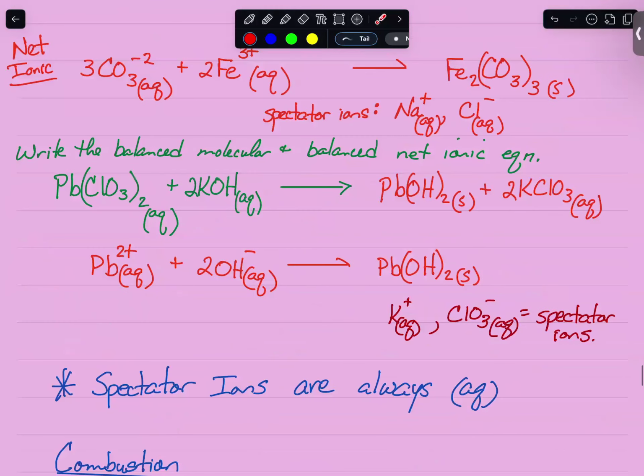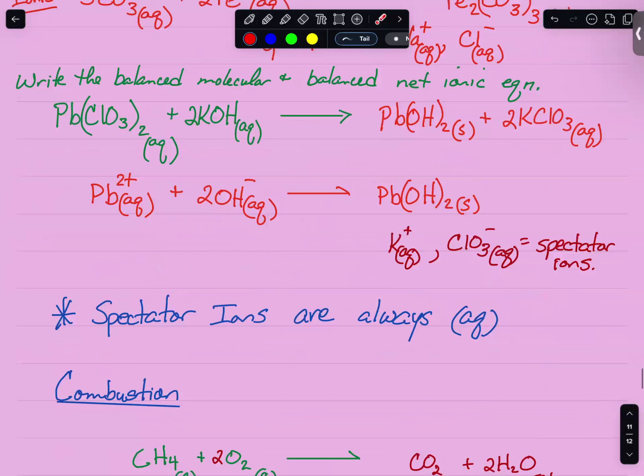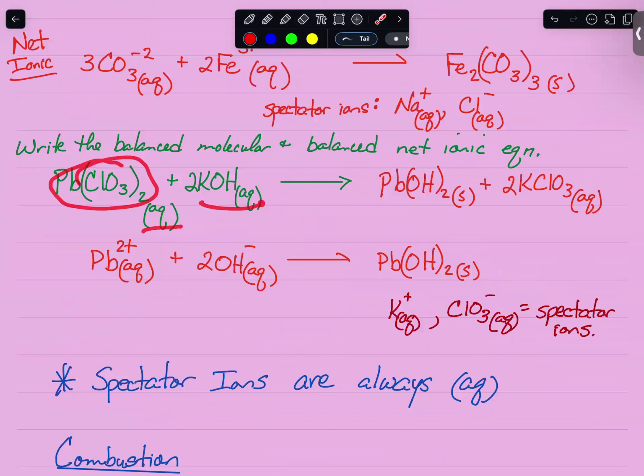So we have lead chlorate, aqueous, and potassium hydroxide, aqueous. We're forming lead hydroxide. The solubility rules say hydroxides are not soluble. Not gonna dissolve. This potassium chlorate is soluble. It's aqueous because it has a potassium. Potassium makes things soluble.